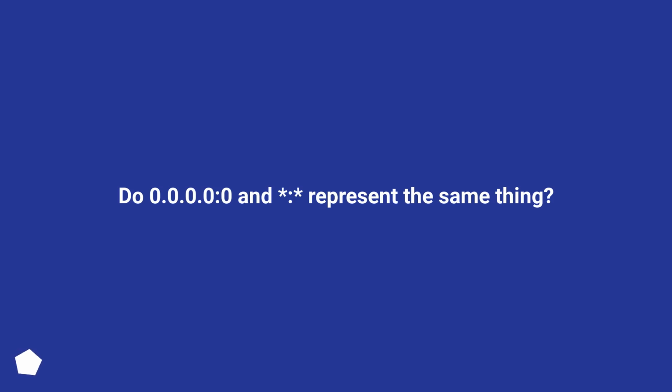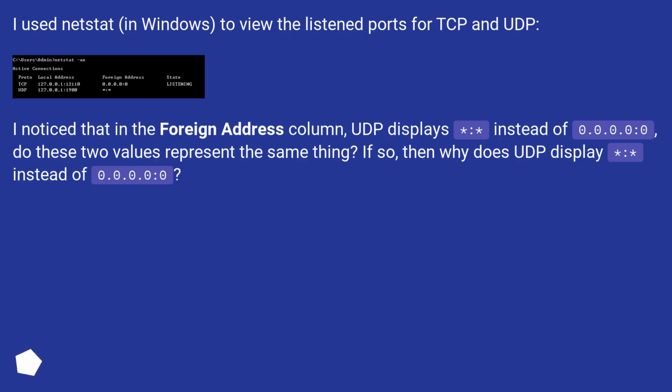Do 0.0.0.0 and :: represent the same thing? I use netstat in Windows to view the listen ports for TCP and UDP. I notice that in the foreign address column, UDP displays *:* instead of 0.0.0.0:0. Do these two values represent the same thing?